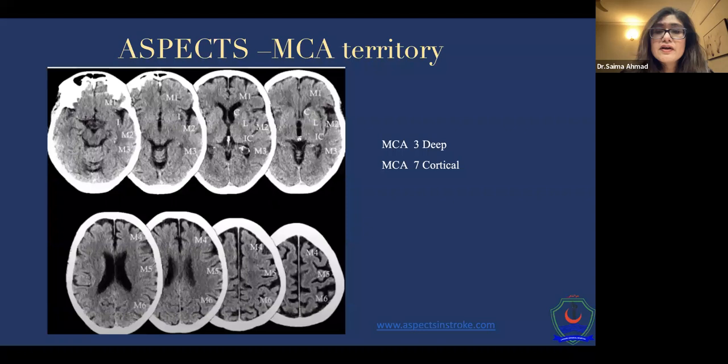So we have the MCA territory with the 3 deep points and the 7 cortical points. When you pick up any hypoattenuation or hypodensity, you are going to subtract it from the 10 points, and that is your ASPECTS score.